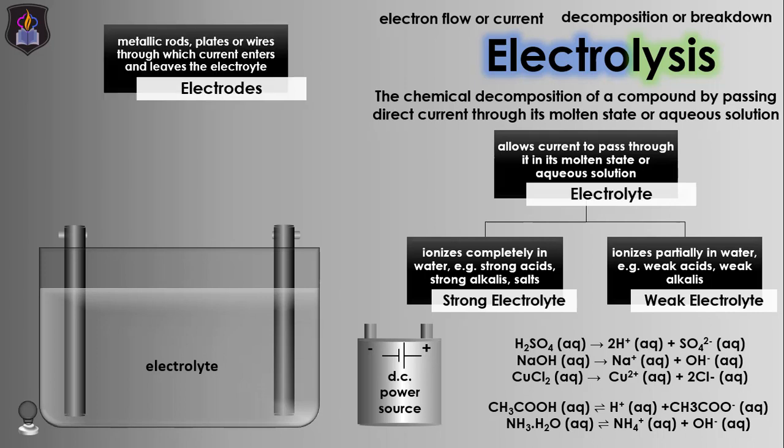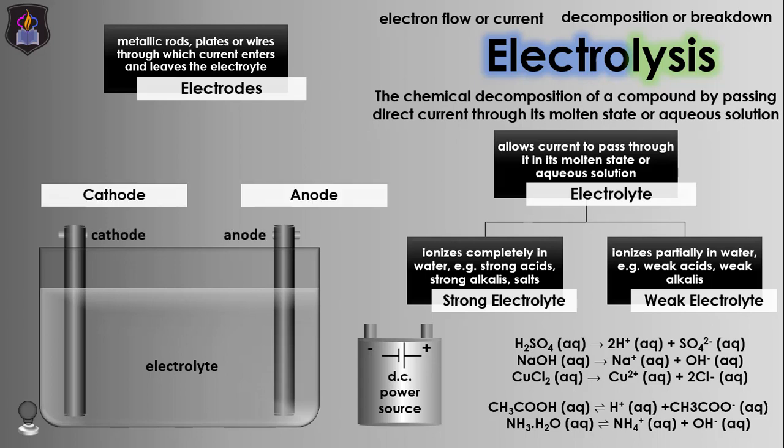Electrodes, on the other hand, are rods, plates, or wires through which current enters and leaves the electrolyte. They are the media through which electrons leave and enter the electrolyte. They are mostly metals except carbon graphite, which is a non-metal. Electrodes are generally divided into anode and cathode.